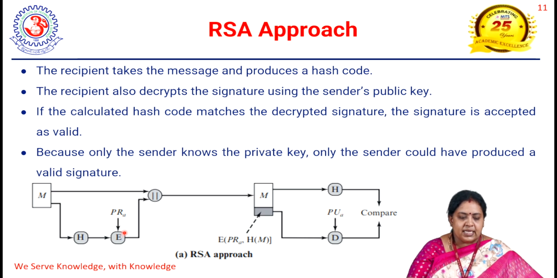Why? Because it is encrypted by using the private key of the sender, it has to be decrypted by using the public key of the sender. Okay, then we get the hash code. Meanwhile, the message is sent to the hash function in order to produce a hash code. Then the received hash code is compared with the calculated hash code. If it matches, then only the signature is valid.